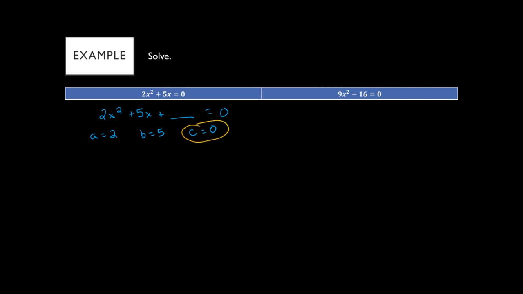When c is equal to 0, that means you have something that you can factor, and you can always factor out the greatest common factor. So if you see that your c is 0, don't even bother doing the quadratic formula. Factor out your greatest common factor.